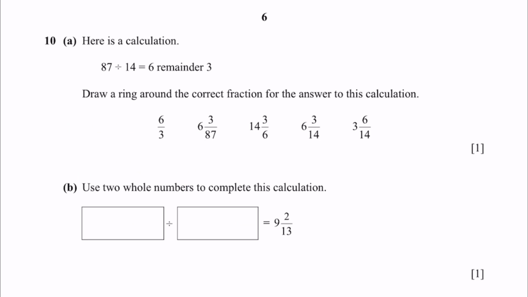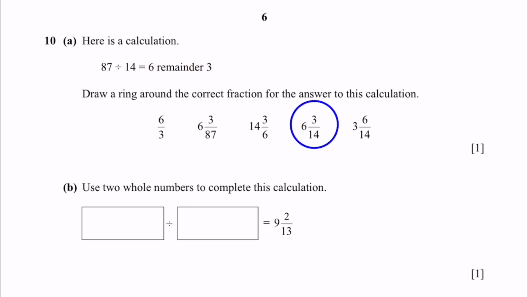Question 10. Here's the calculation. 87 divided by 14 is 6, remainder 3. Draw a ring around the correct fraction for the answer to this calculation. The divisor is 14, so that's the denominator. 6 is the quotient given here, and the remainder 3 goes in the top, the numerator of the fraction. So we can draw a ring around this one.